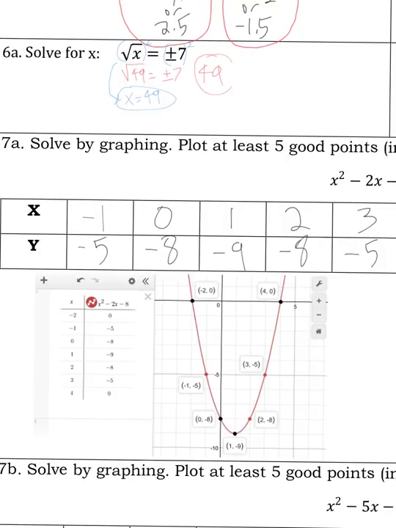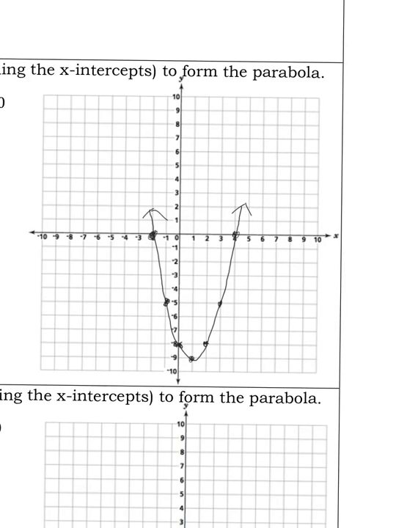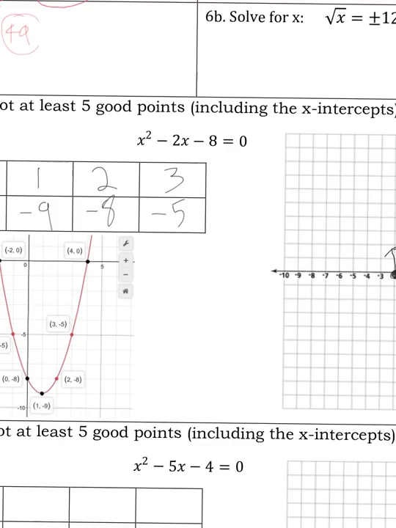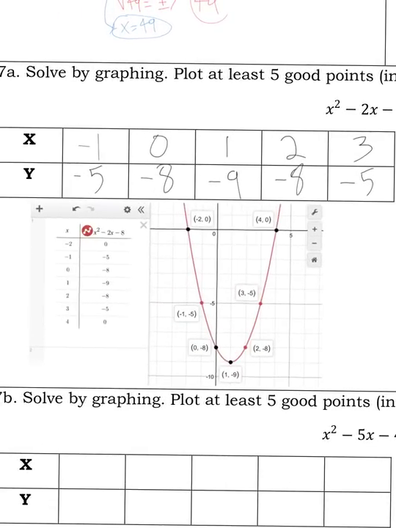So if that happens to you, just do the same thing. It's not a big deal. You just have to graph a couple extra points. But yeah, there they are. I graphed all the points that were on the table, and then the other 2 points that were the x-intercepts. And that's really all there is to it.